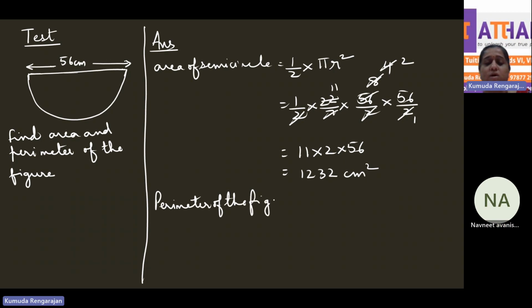Perimeter of the figure is equal to what? 2 pi r. Pi r plus d.